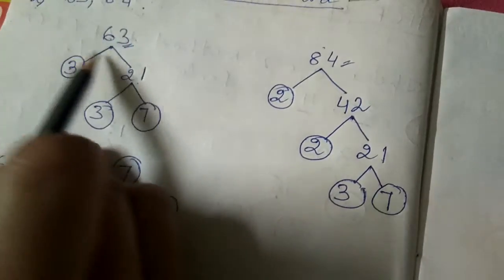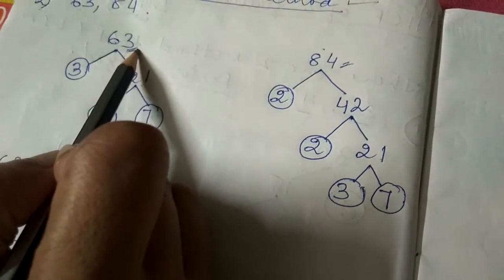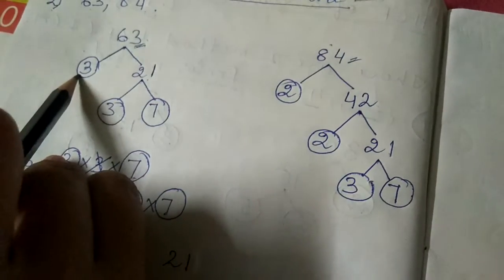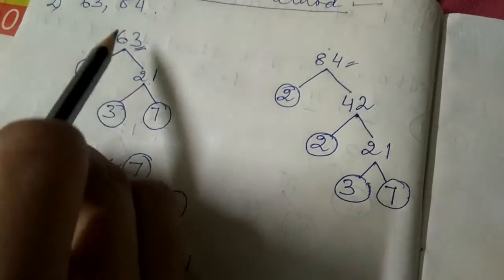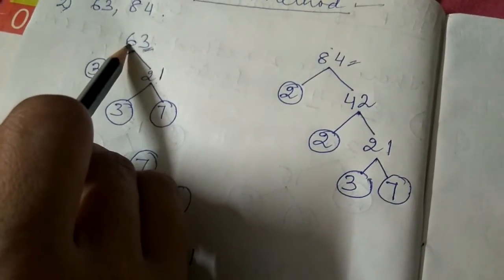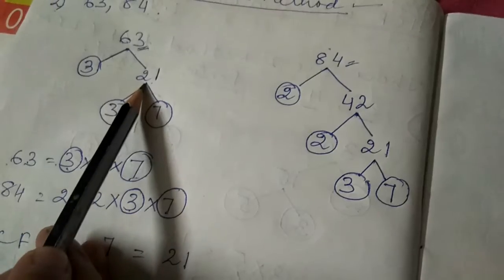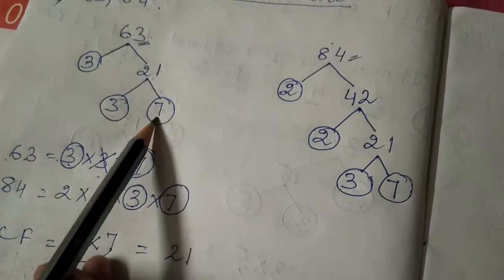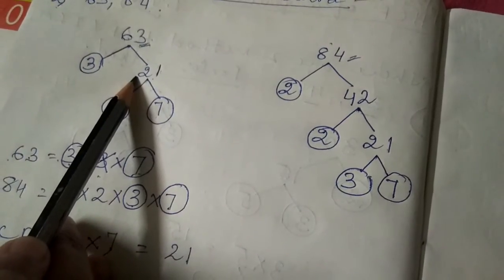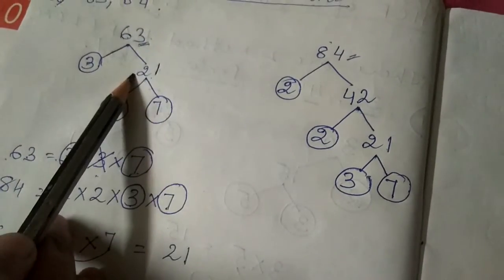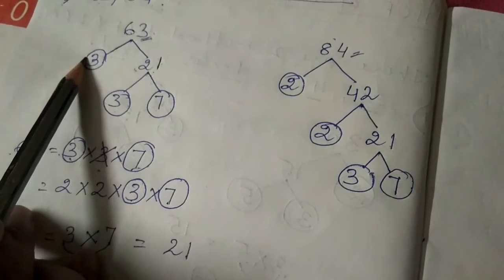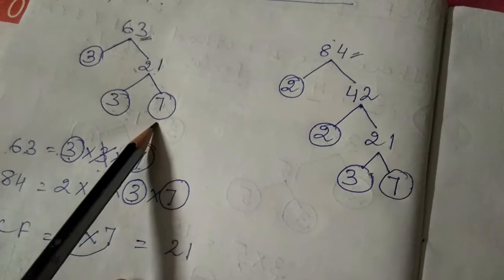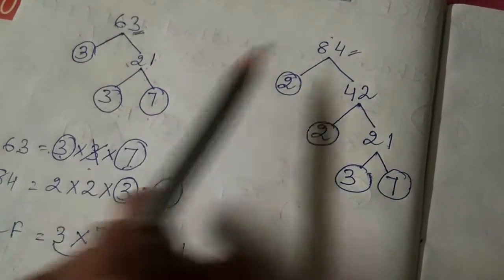Now 63 means, 63 is an odd number, so it will not be divisible by 2, it will be divisible by 3 only. So 3 times 21 gives us 63. Now see again, 21 will be divisible by 3 and 7. So 3 times 7 gives us 21, it is divisible. Now see, 3 is a prime number, and 7 is also a prime number. Okay, now we are coming to 84.